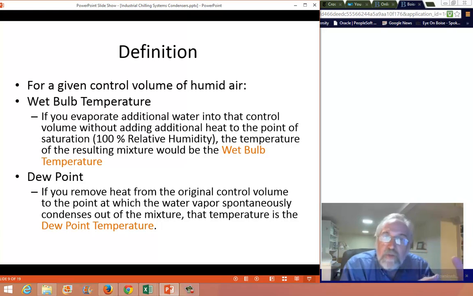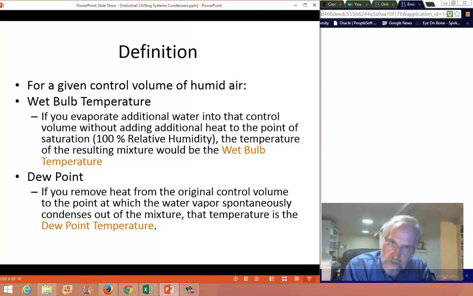The second one, the dew point, is a different thought experiment. Again, imagine a control volume of air. In this case, it's not insulated, but it's an air-water vapor mixture, and we pull heat out of it by cooling. Okay, so we let the heat flow out of it.